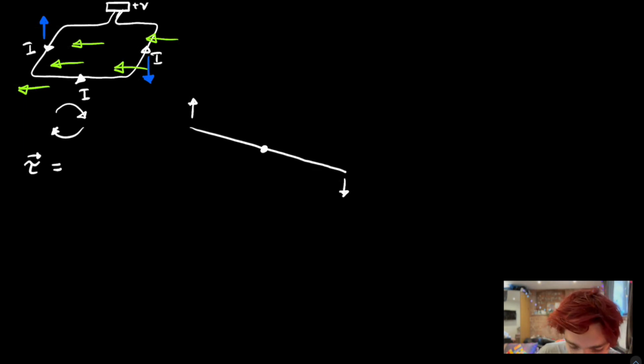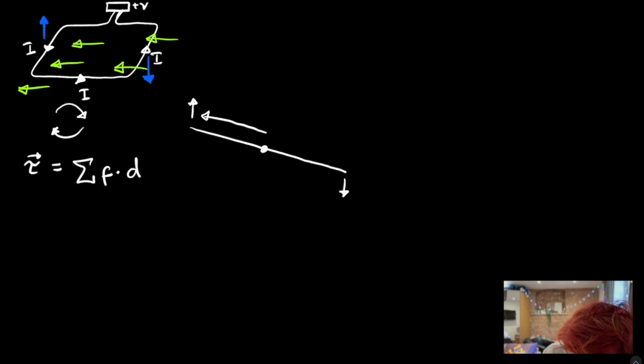So the total torque is given by the sum of the individual moments, which obviously there's one on this side and there's one on this side. And the moment is of course the force times the distance away from the pivot point right here. We'll just call this D for now. So there's going to be one on each side. So what is the individual force on either side of the wire?